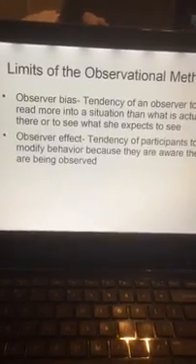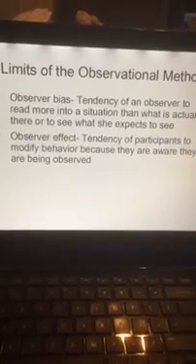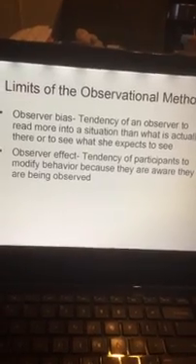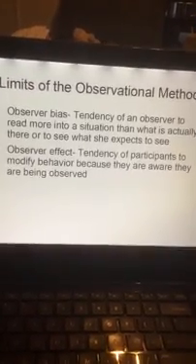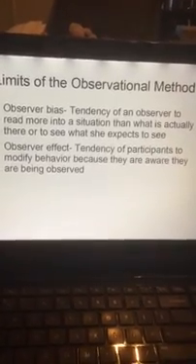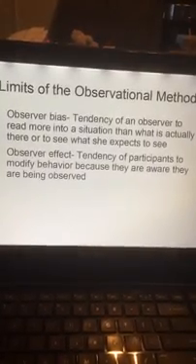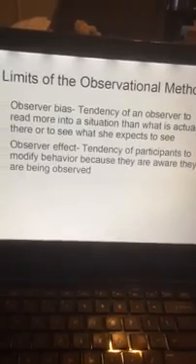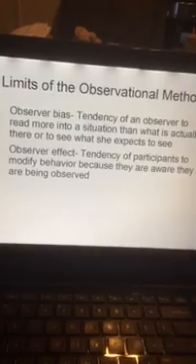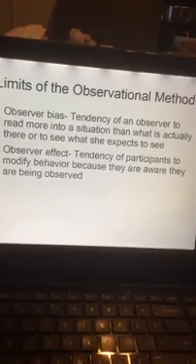Now there's two things that can go wrong if you're using the observational method of research. One is observer bias. If I'm the observer, if I have any preconceived notion of who I'm observing, let's say I'm observing a kindergarten class, and I've been told by other teachers that this kindergarten class is trouble. Do you think I would honestly report them as being nice kids when I see them? Probably not. My preconceived notion of those kids might affect how I perceive them when I go in.